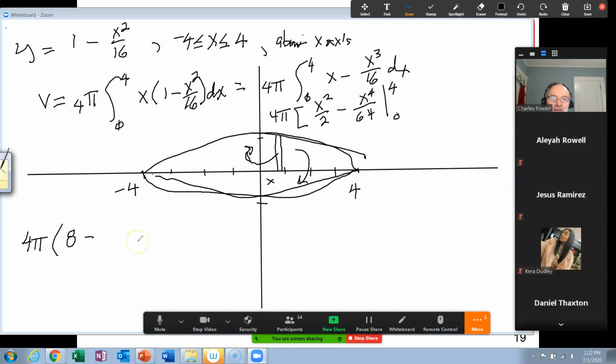Minus. Now, what is 4 to the 4th power? Well, 4 times 4 is 16. Times another 4 is 64. And times another 4, who cares? The 64 will go into that 64, and that just leaves you another factor of 4. Okay? So this looks like it's going to be 16 pi. 8 minus 4 is 4, times 4 pi is 16 pi.